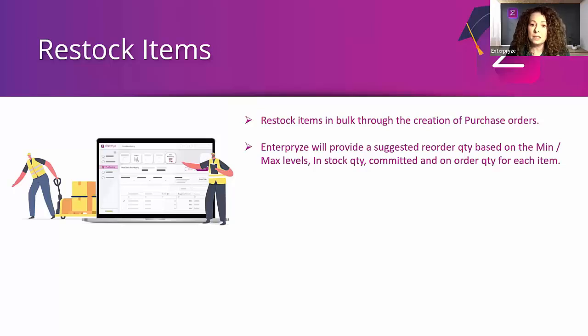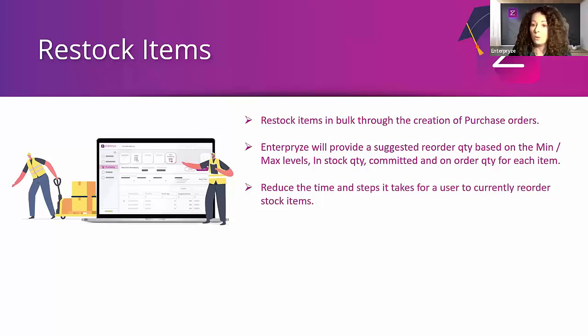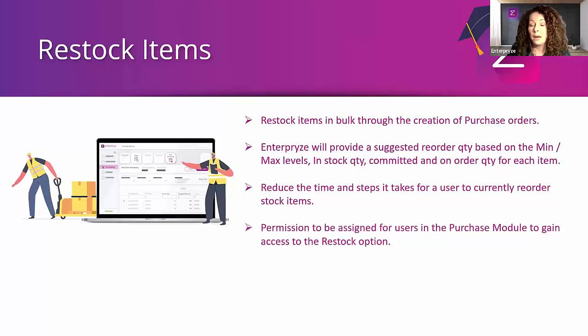So if you're familiar with this, this is where we provide a suggested reorder quantity based on minimum and maximum levels, in-stock quantity, committed, or on-order quantity for each item. So it really just reduces the time ultimately to reorder stock. So saving you having to go in one by one to add a purchase order against each of your suppliers, you can do this all in bulk using the item reordering. And of course, this is permission-based, so not everybody sees the option to item reorder. This is assigned to the users through the purchasing module in the user settings, okay, to gain access to that.